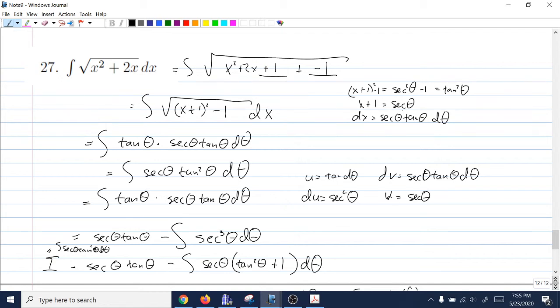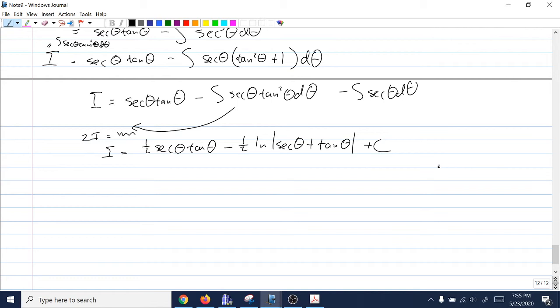This big trig substitution came from x plus 1 equals secant theta. So cosine theta is 1 over x plus 1. That's how I'll draw my reference triangle. Cosine is adjacent over hypotenuse, 1 over x plus 1. So this thing is going to be the square root of x plus 1 squared minus 1. FOIL that out, it's x squared plus 2x, just like the original problem had.